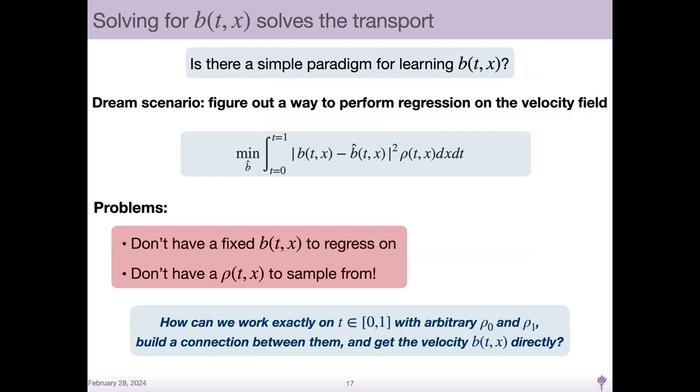Okay, what would be the simplest paradigm that we could imagine doing here? The dream scenario would be just to figure out a way to perform regression on the true velocity field that connects these densities. But it's kind of a chicken and egg problem, because if I knew what the true velocity field was that fulfilled my flow map, my problem would be over, because I would already have the solution. So that's problem number one.